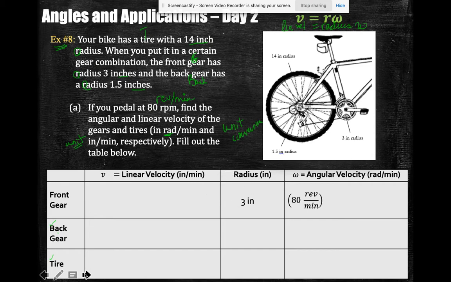There's my front gear is 3 inches. My back gear is a 1.5 inches. And my tire is the largest at 14 inches. Notice I already filled in the angular velocity that was given to me, which was 80. And I made sure to put the units, revolutions per minute, but I already made note that I need to convert those units because they asked for radians per minute.